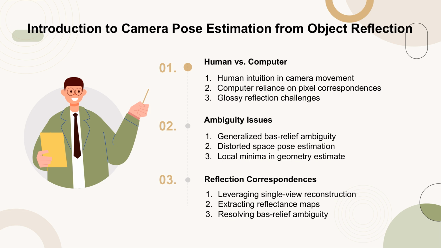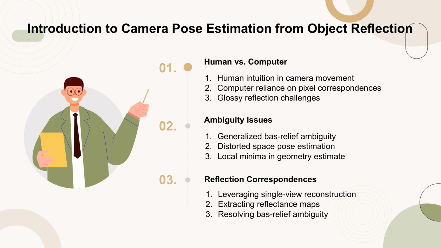In the introduction, the authors contrast human intuition with computer-based methods in estimating camera pose changes. Humans can understand camera movement even with perfect mirror objects due to our ability to separate reflected surroundings from surface appearance. In contrast, computers struggle because traditional structure from motion methods rely on pixel correspondences, which fail due to the color constancy constraint violation by glossy reflections.